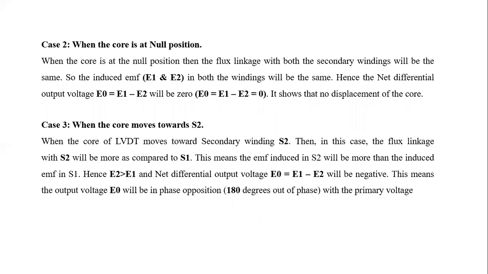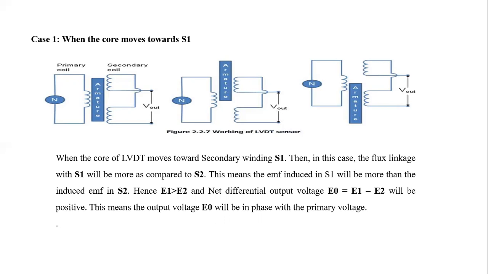In the second case, if the core moves towards S2, then the flux linkage with the S2 winding is greater than with the S1 winding. Then according to Faraday's law, the EMF induced in winding S2 is greater than the EMF induced in winding S1. Then the output voltage E1 minus E2 is negative.